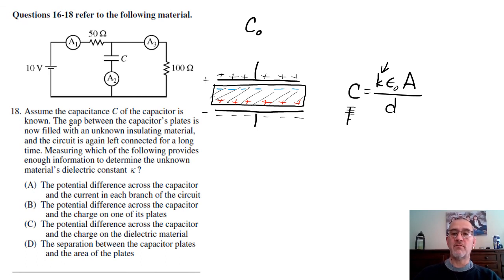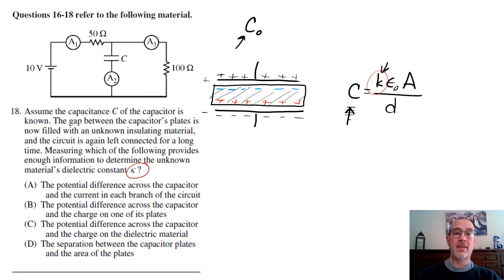So what we're doing is effectively changing the capacitance. And if we have some way of measuring the new capacitance as opposed to the initial capacitance, then we can figure out what indeed K is, which is what we're looking for. We're looking for the dielectric constant. So in this circuit, what can we measure in order to determine the capacitance of the new capacitor?